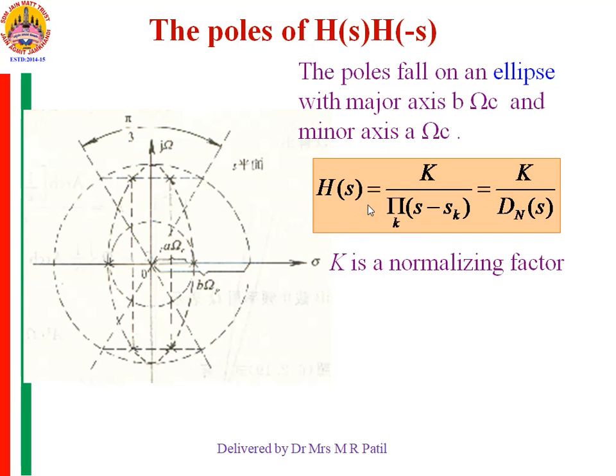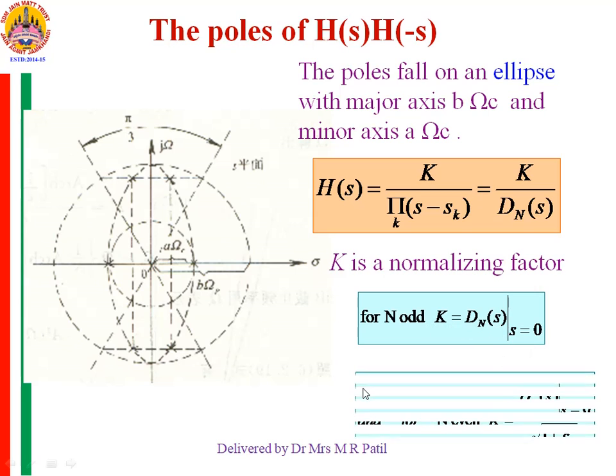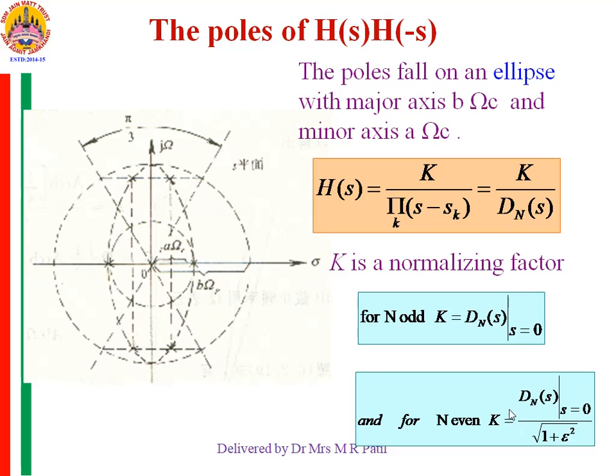So this is for this H(s), which I have just now explained to you, which is obtained from pole locations in the form K by Dn(s). K is the normalizing factor, and for n odd K is equal to Dn(s) at s equal to 0, and for n even K is equal to Dn(s) at s equal to 0 divided by square root of 1 plus epsilon square.